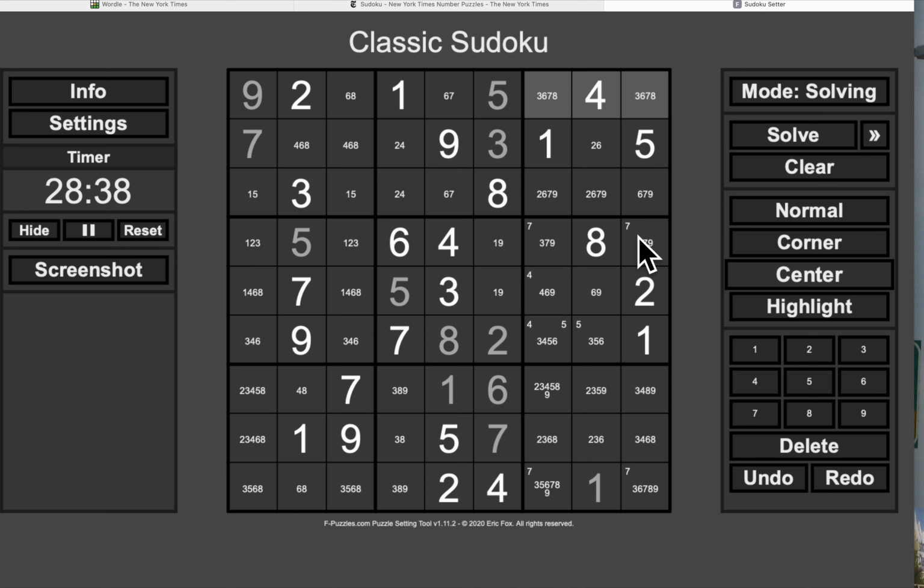Oh, wait a minute. I thought I had an 8 locked. No, do I have an 8? No. Okay, this cell can't be 8. So an 8 is definitely here.